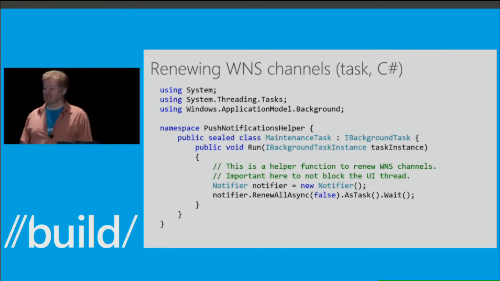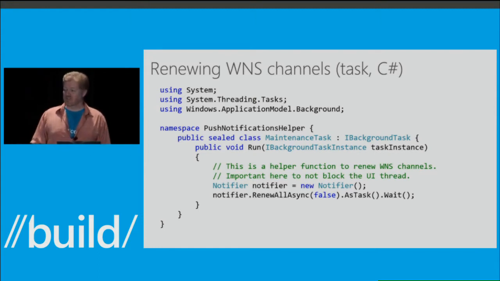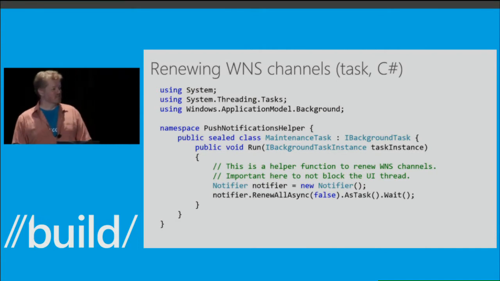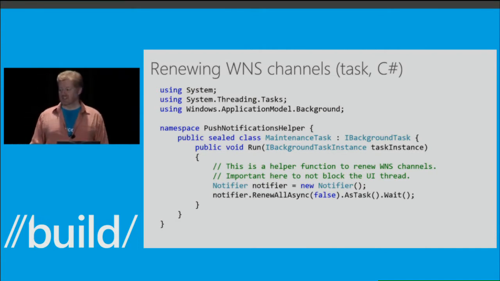It has one method called run, and whatever you put in there is whatever you want to have happen when that background task gets run. And so in here I just have this hypothetical function called renew all async, which would go through all the channel URIs I know about, renew them, and send them to my service. That would be code that you would already have written in your app. So you can just bring that into your background task as well.